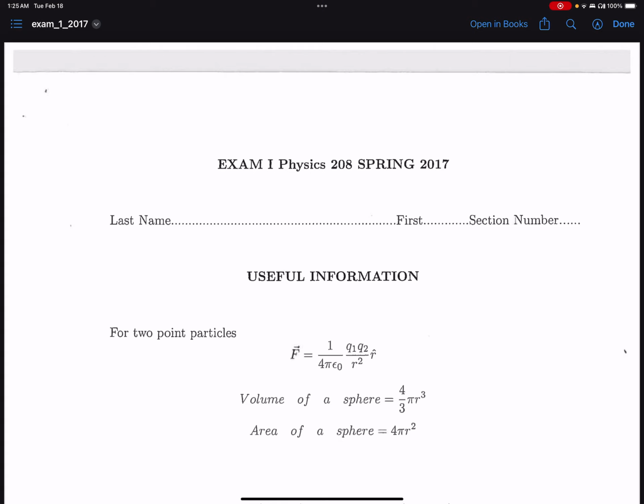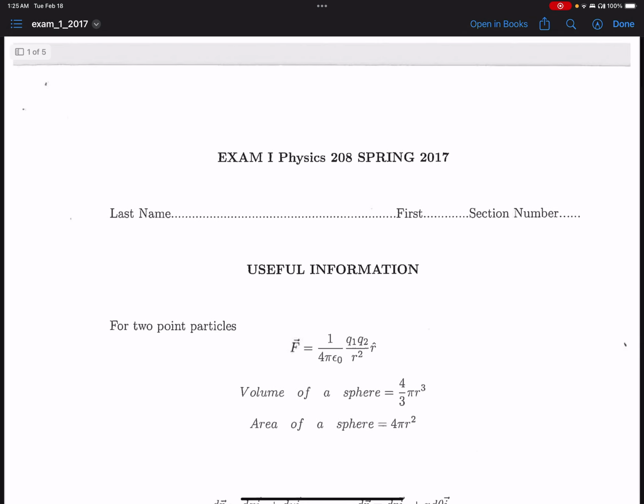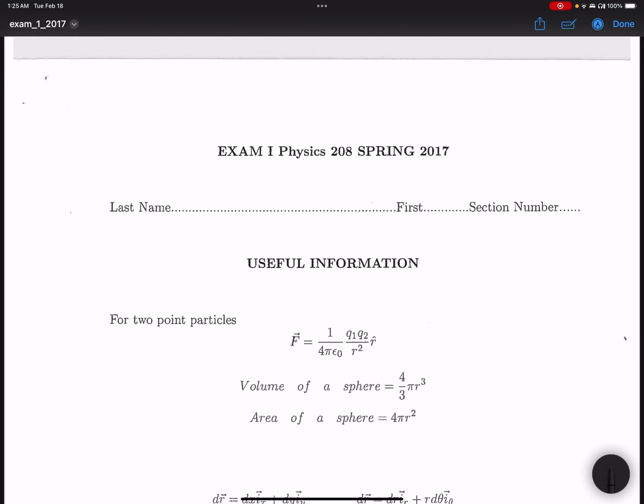Isn't that crazy? So on the date that I'm recording this, it is the 18th of February, and it happens to be National Pluto Day.